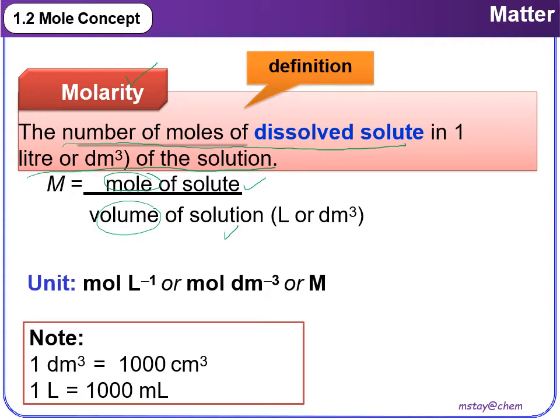So I want to emphasize again, besides remembering the definition for molarity is mole of solute over volume of solution, the unit of volume must be in liter. So do keep in mind that 1 decimeter cube is equal to 1 liter, while 1 centimeter cube is equal to 1 ml. So 1 liter is equal to 1000 ml. To repeat again, molarity is number of mole of solute over volume of solution in liter.